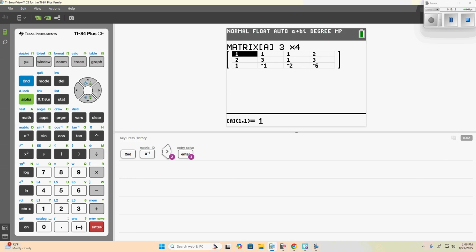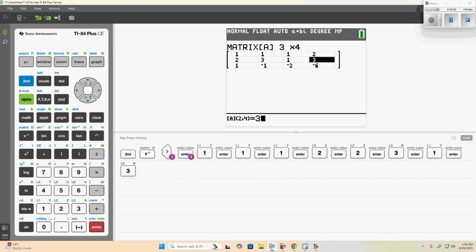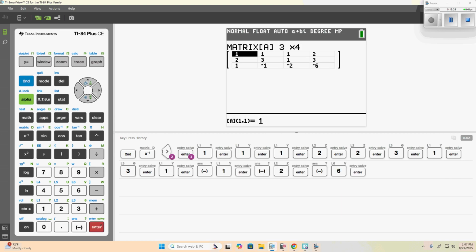So I would type in 1, enter, 1, enter, 1, enter, 2, enter, 2, 3, 1, 3, 1, negative 1. So we would input the entire matrix. So we're going to enter one number at a time, one element at a time. Yeah, so hit enter. One more time. There we go. Yep. So it looks like that.